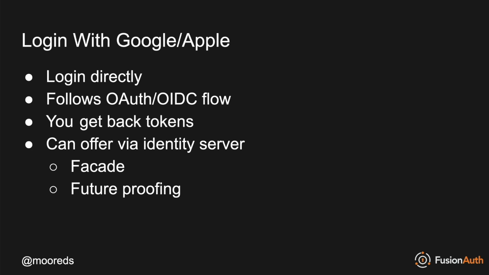You actually can combine the two and offer via the identity server. If you do that, you basically have like this facade layer, which introduces additional complexity, but does offer future proofing, so that the identity server can be responsible for dealing with Google and Apple and any other identity provider that you want to offer. You just interact with the identity server.